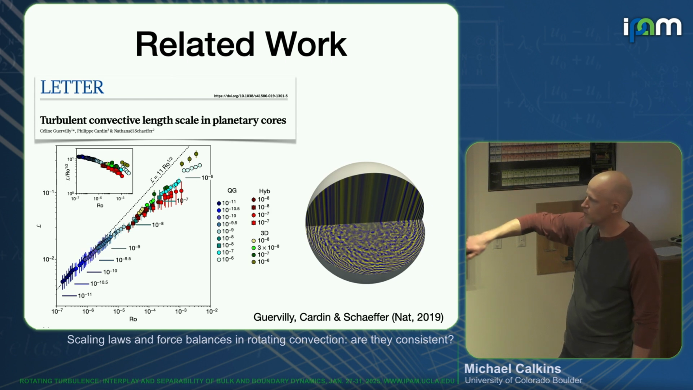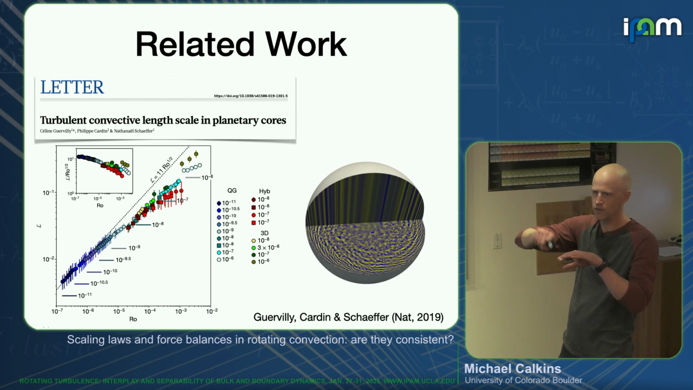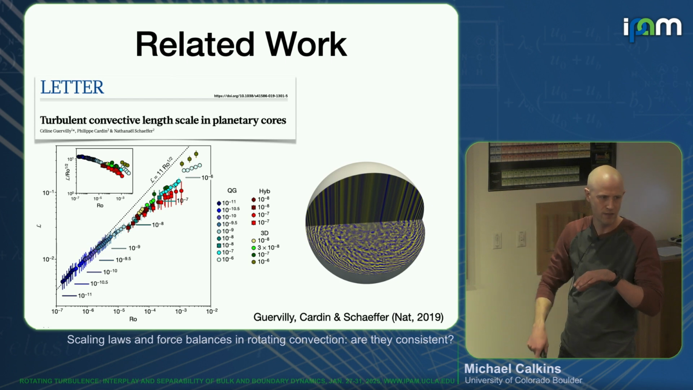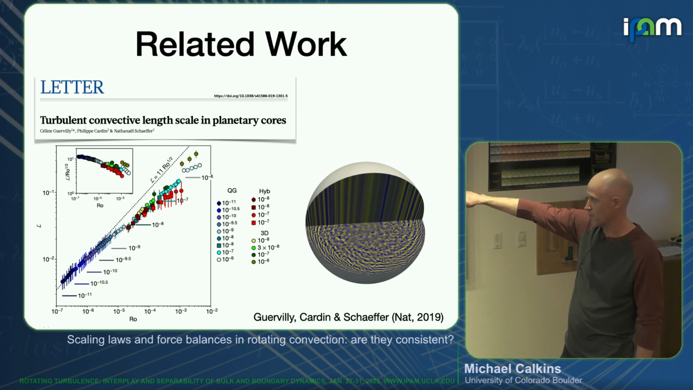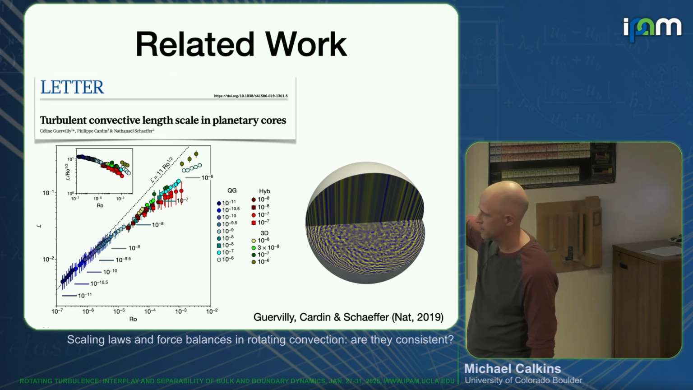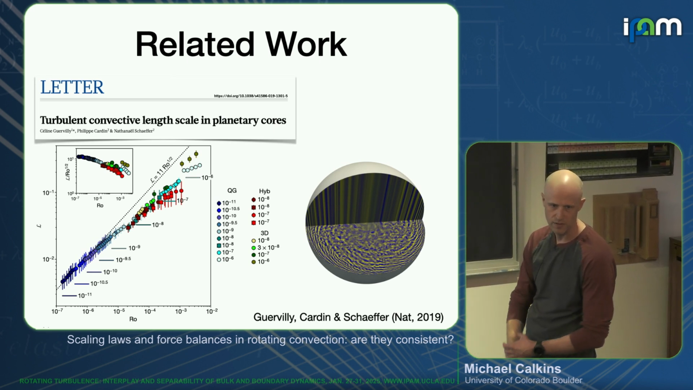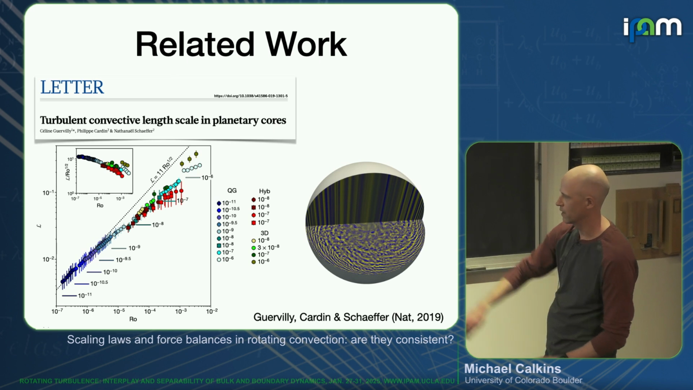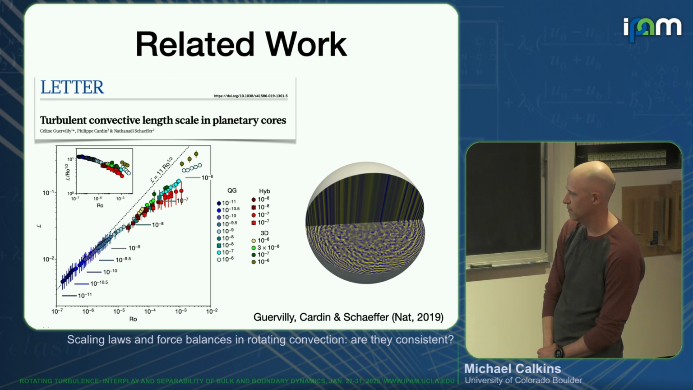So they have QG, which in this domain just means that they assume that the flows are invariant along the rotation axis, and so it's essentially a 2D problem. They also have 3D data in here as well. And what they're showing in the inset is this length scale compensated by Rossby to the 1/2. So this is that diffusion-free scaling. And you can see as the Ekman number reduces that it might be approaching that diffusion-free scaling regime.